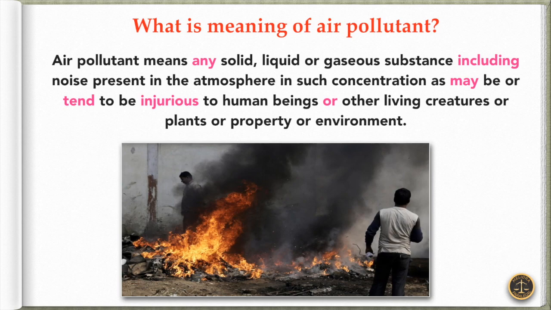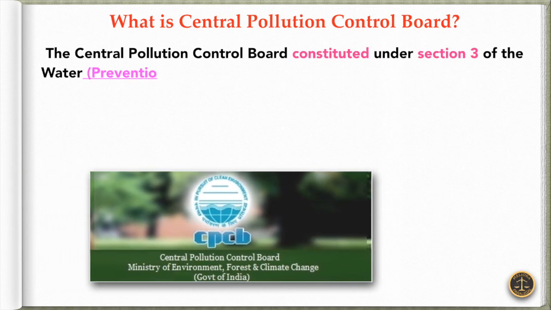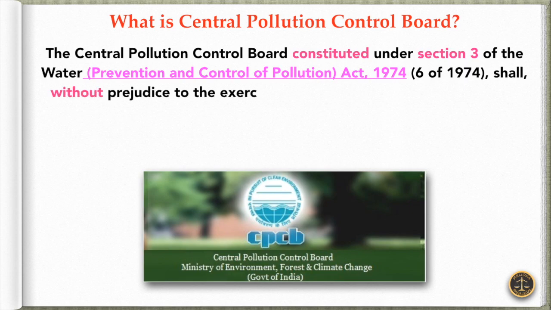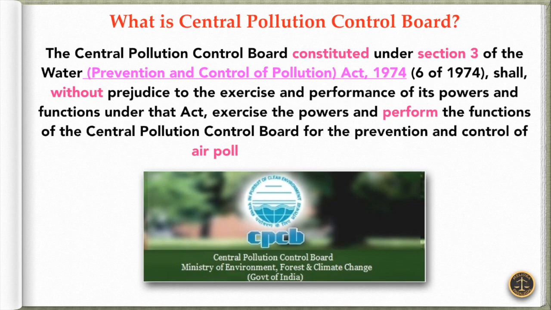Now the next question is, what is the Central Pollution Control Board? The Central Pollution Control Board, constituted under Section 3 of the Water Prevention and Control of Pollution Act 1974, shall, without prejudice to the existence and performance of its powers and functions under that Act, exercise the powers and perform the functions of the Central Pollution Control Board for the prevention and control of air pollution under this Act.